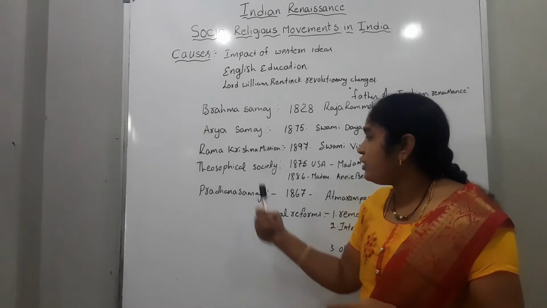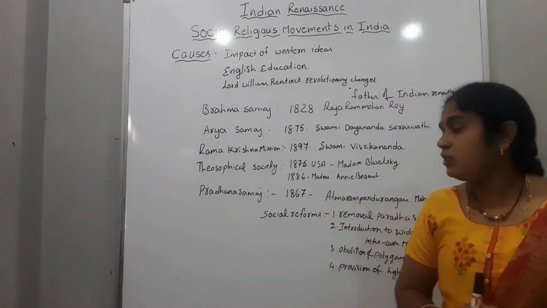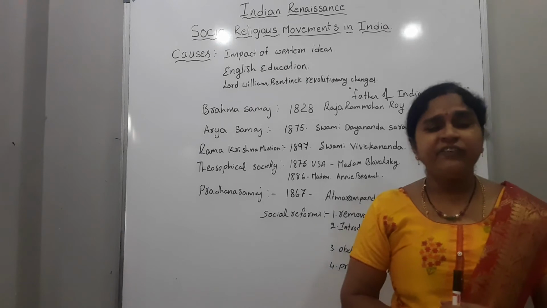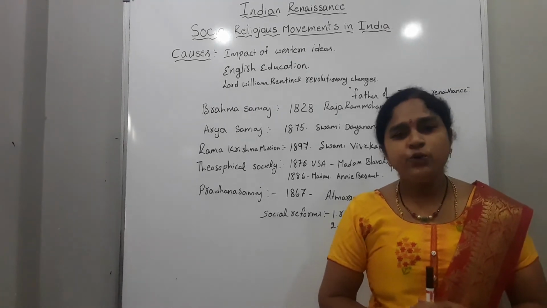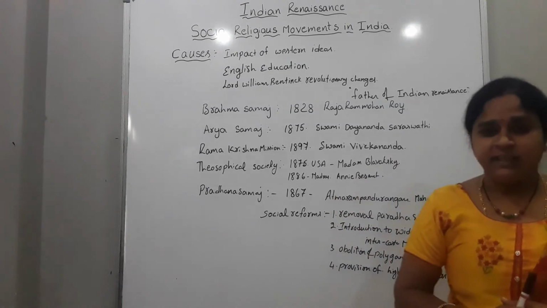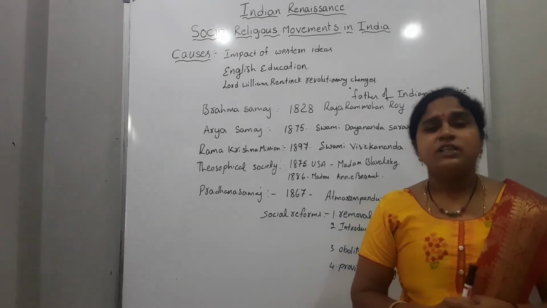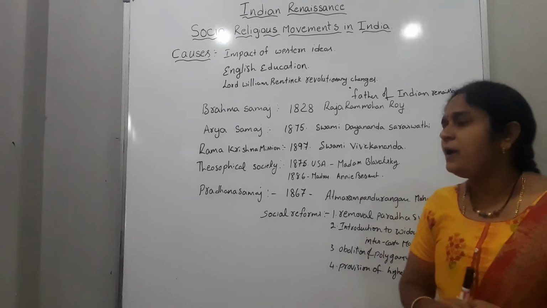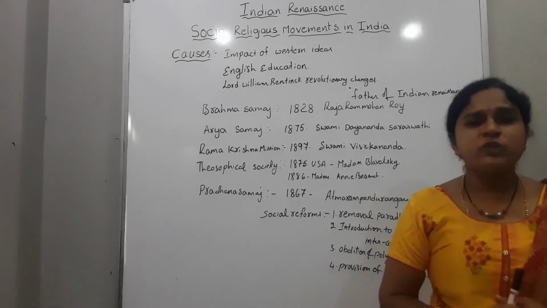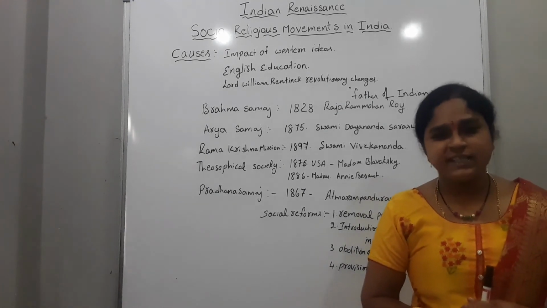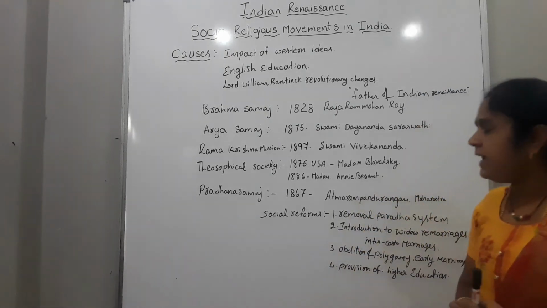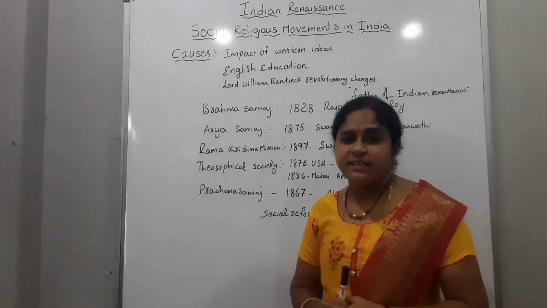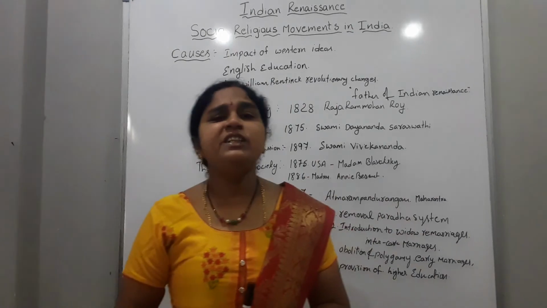After that, the Theosophical Society. The Theosophical Society was started in 1875 in New York, USA, by Madame Blavatsky. After that, spirituality was the main thing. In India, the main proposal was to start a Theosophical Society. In 1886, in Adyar, Madras, they started the Theosophical Society.